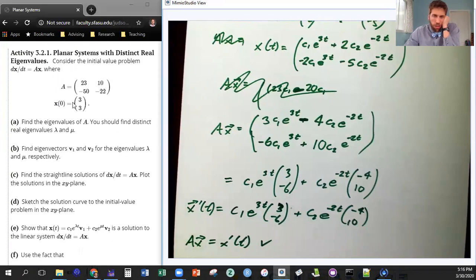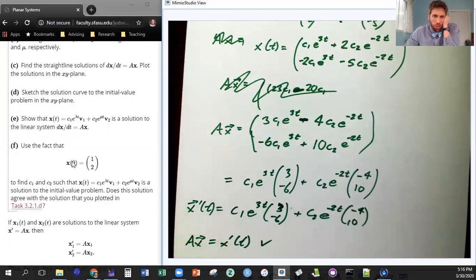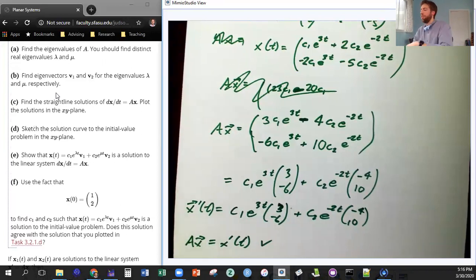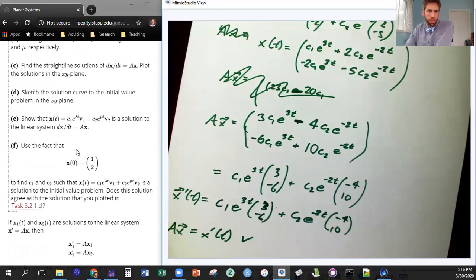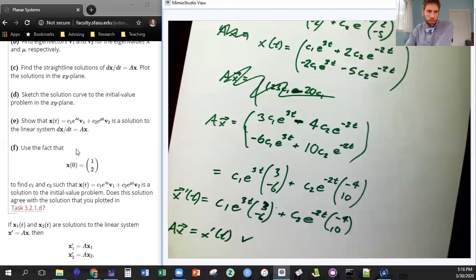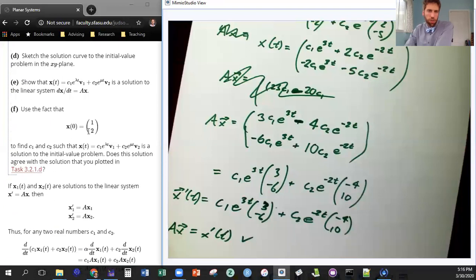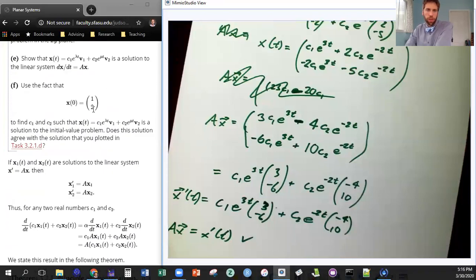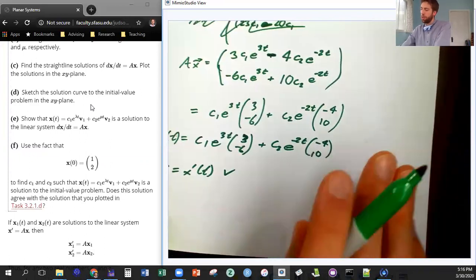Wait, x of 0 equals 3, 3. Find c1, c2. Oh, I should have solved for c1 and c2. That'd be even nicer. So some sort of typo going on here. I'll use the original 3, 3. I'm confused why x of 0 is 3, 3 and x of 0 is 1, 2. All right, let's use the original. x of 0 is 3, 3.